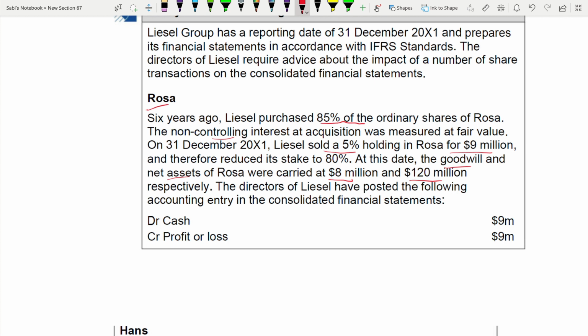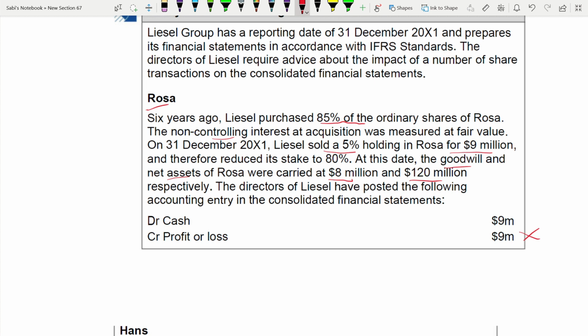Okay. So here what's happening? Here you can say this is a control to control scenario. Okay. That means you don't have to calculate any profit and loss. So this is incorrect. Right? This is incorrect. You have to correct it now. There is no profit and loss on the sale, because you have not lost the control. Only your NCI will increase. So it's an increase in NCI. Okay, that's what you have to talk about.